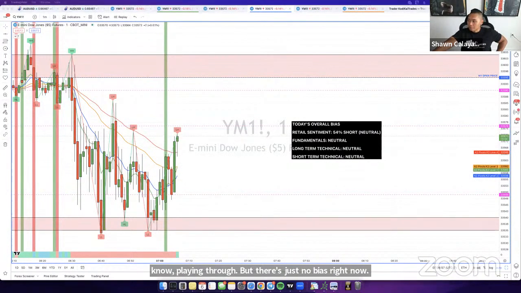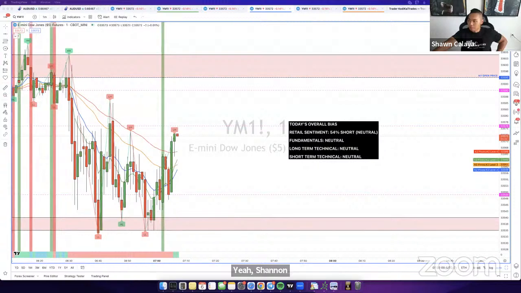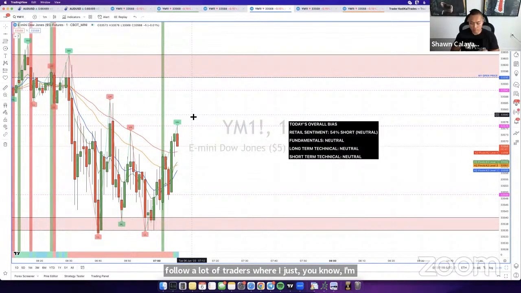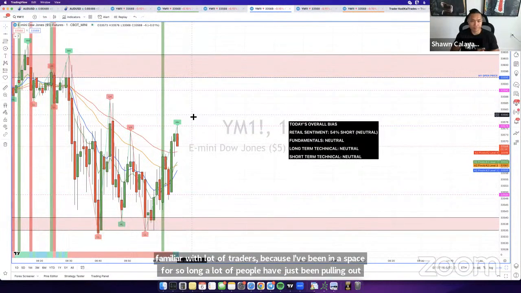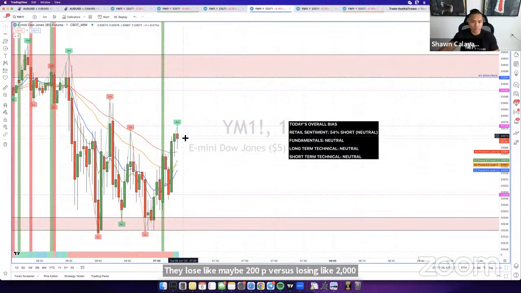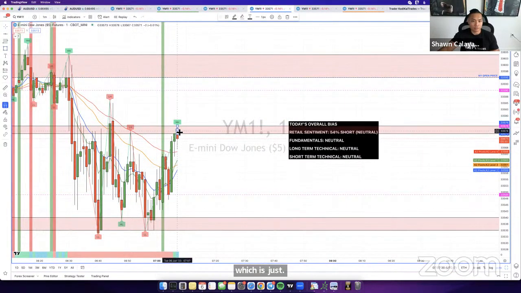Shannon said she got bored with it. It's slow moving gold. Shannon said gold is also moving really slow. I saw a couple people too. I follow a lot of traders, and I'm familiar with a lot of them because I've been in the space for so long. A lot of people have been pulling out early. I've seen people who traded gold last night and pulled out for a small loss because they don't want to risk it, which is a smart move. They lose maybe 200 pips versus losing 2,000 pips. It's always an issue determining how much you want to risk.